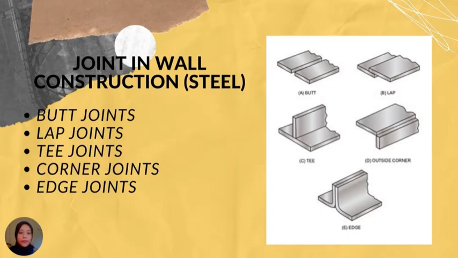So there are five types of joint in wall construction steel that I have found. The first one is butt joints. Next, lap joints. The third one is T joints. Next is corner joints, and lastly is edge joints.